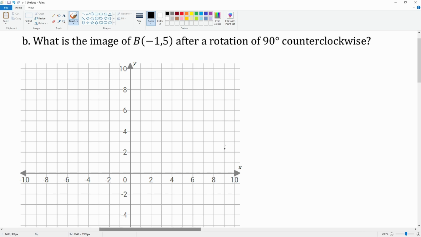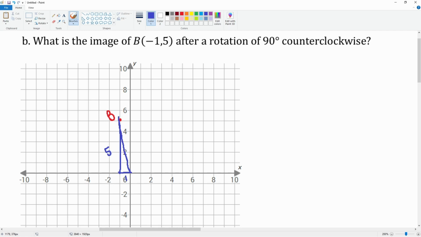What is the image of that after 90 degrees counterclockwise? So B is negative 1, 5 is right here, B. And then you want to get the B prime after a counterclockwise rotation. So this is 1, and this is what? 5. So this is the triangle. That's a horrible triangle. Okay, let me try to do that better. This is 1. This is 5, right?